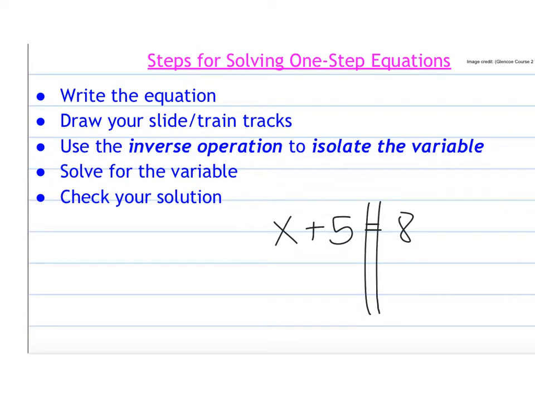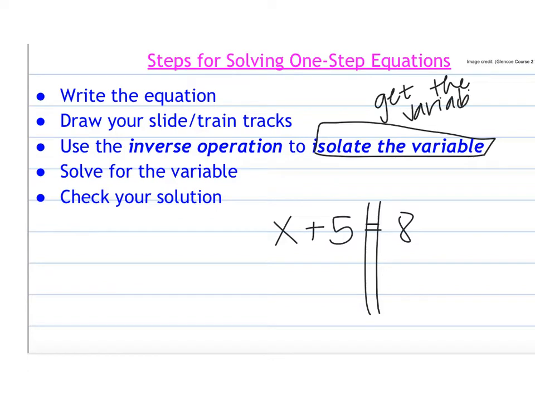Then we use the inverse operation to isolate the variable. So inverse operation, the opposite. Isolate the variable means to get the variable by itself. So we want to get the variable all alone. We don't want anything else to be on that side. And we get that by using the inverse operation. Then you solve for the variable, and then you check your solution. We check by plugging our answer back into the original equation and see if we get the right answer back.